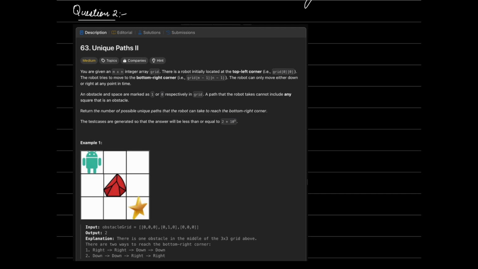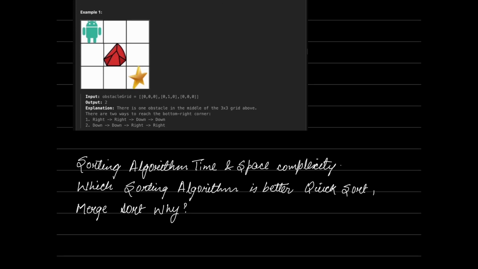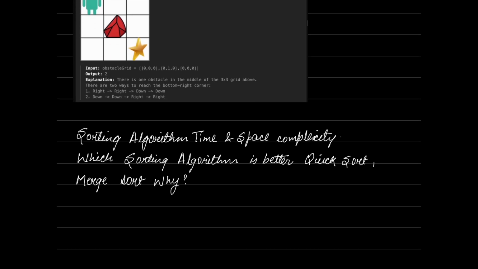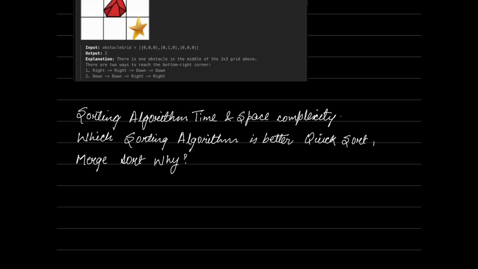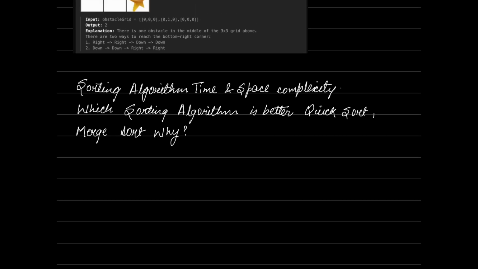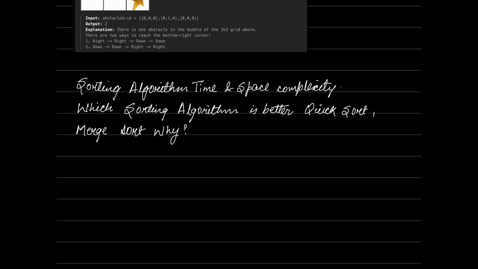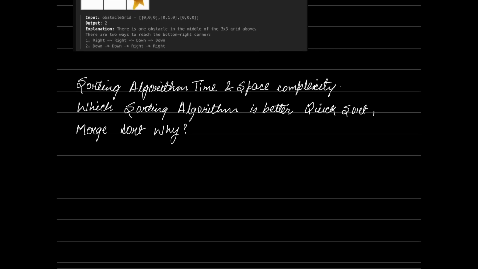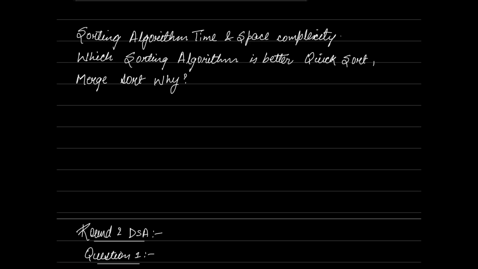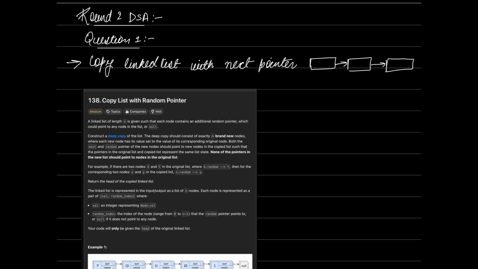Once this was done, we moved on. He said that if I had more time, he was interested in asking me some more questions. So he asked me about sorting algorithms, time and space complexity. He asked how many sorting algorithms I know, and then what the time and space complexity and the worst case complexities of those are. Post that, he asked which sorting algorithm is better, quick sort or merge sort, and why. We discussed that, and that's all that was asked in my first round.